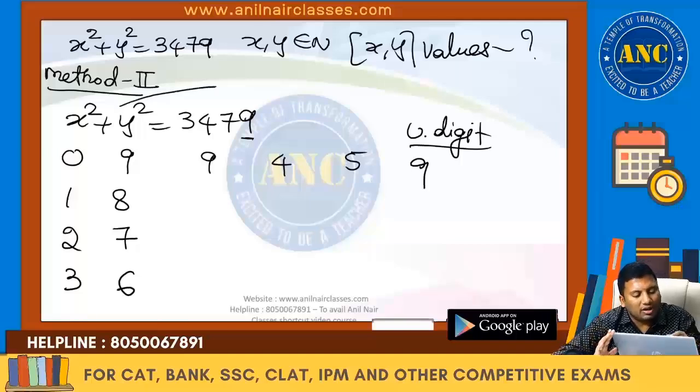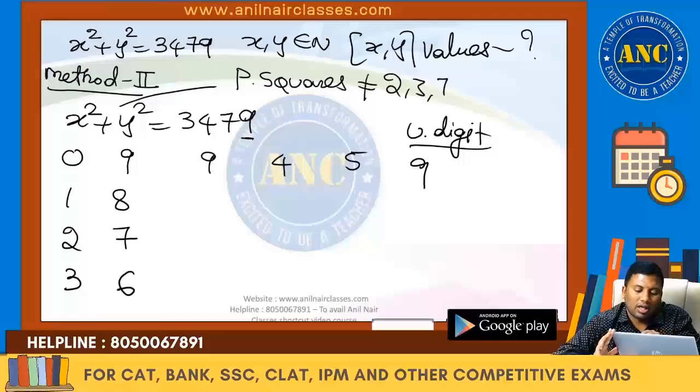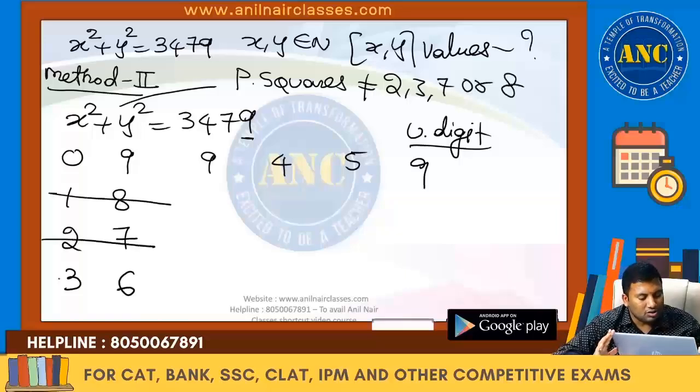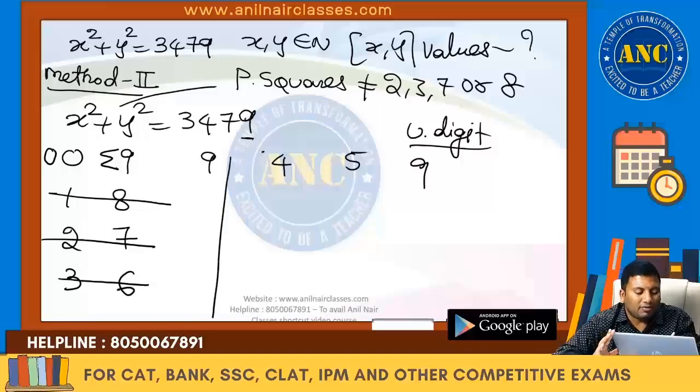x square and y square are perfect squares. A perfect square never ends with 2, 3, 7 or 8, so all these cases are not possible. Any perfect square ends with an even number of zeros. A perfect square ending with 9 has an even tens place. Any perfect square ending with 4 has an even tens place.